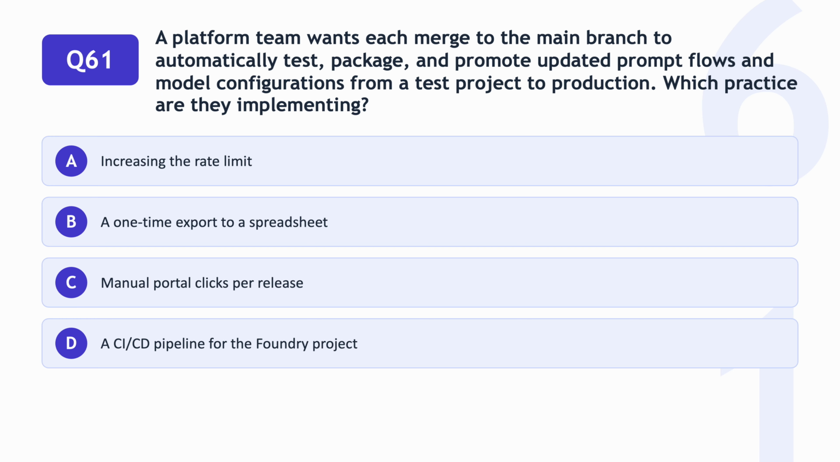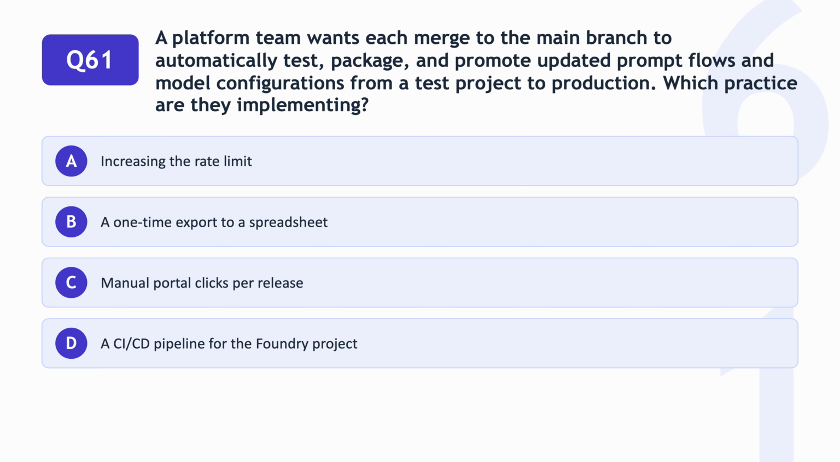Question 61. A platform team wants each merge to the main branch to automatically test, package, and promote updated prompt flows and model configurations from a test project to production. Which practice are they implementing?